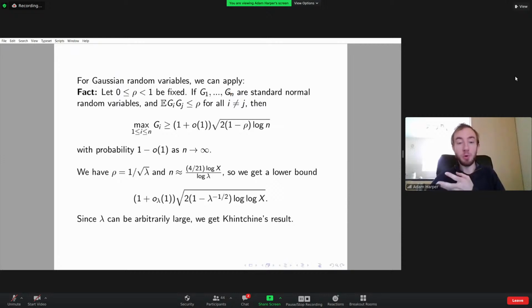And then it's quite a well-known fact that the maximum of n independent standard Gaussians has size like square root of 2 log n with very high probability. And this is a generalization of that, the case where these aren't independent, you just have this kind of control on their correlations.